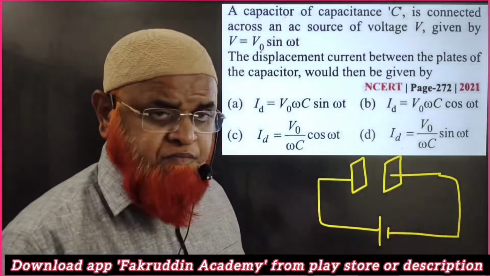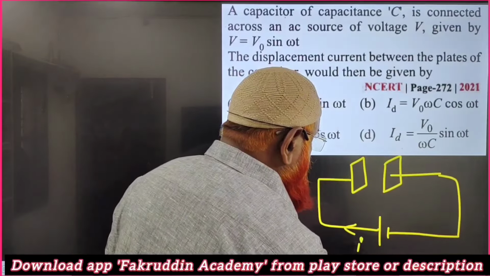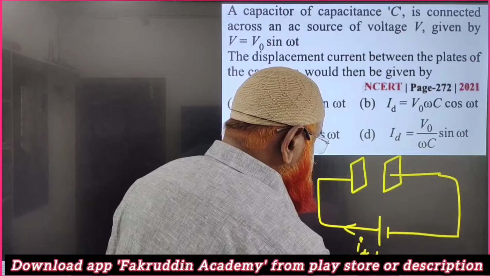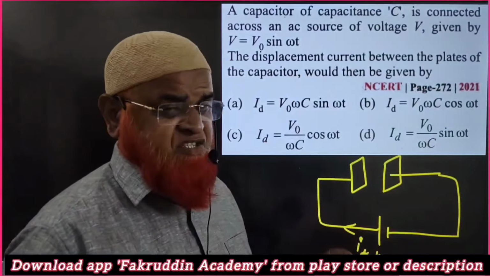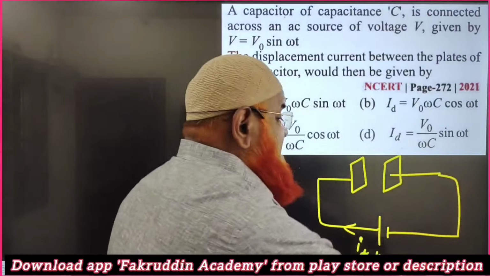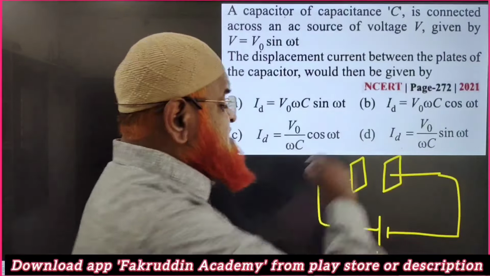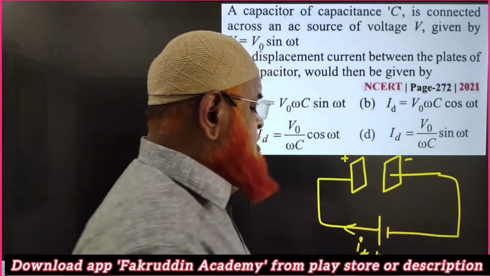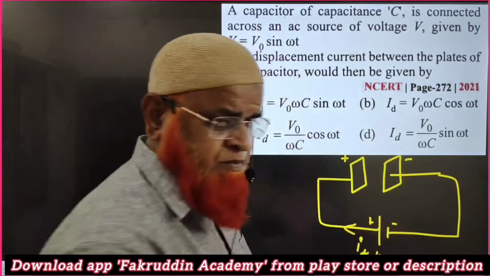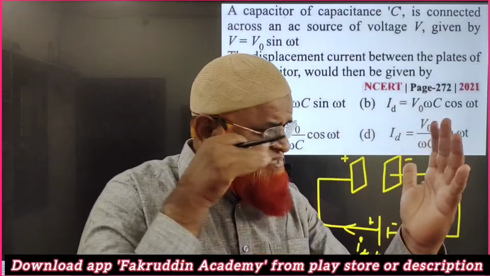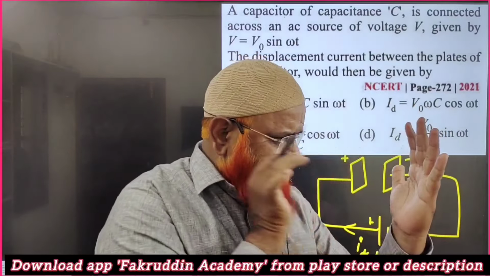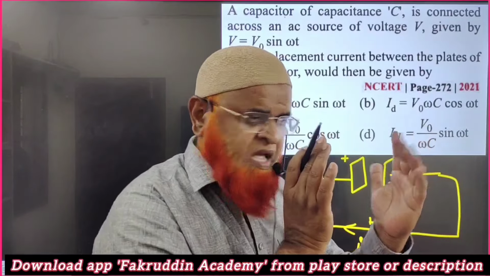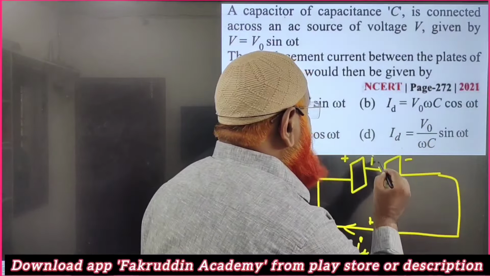You all know the current passing through the wire is said to be drift current. The current flows in the wire, and this is a cyclic process. There is a capacitor having positive charge and negative charge because it is connected to positive and negative. But in between the capacitor plates, there is a gap. In this gap, the current passing is said to be displacement current. And this displacement current we have to find out.